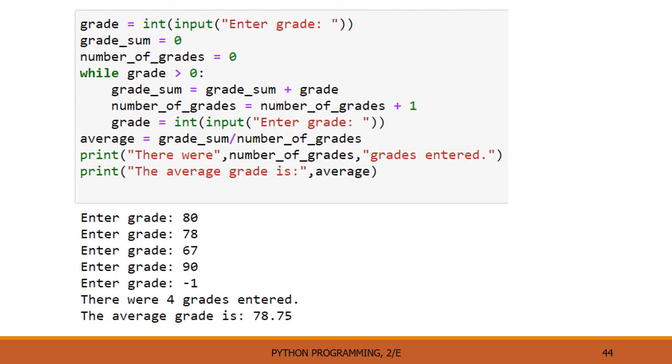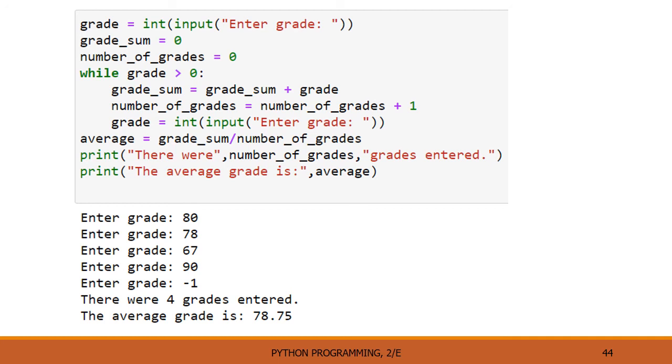Here's an example of what the Python solution might look like for that calculate average problem using a sentinel. First we ask the user to enter a grade. Then we initialize grade sum to 0 and we initialize number of grades to 0. While grade is greater than 0 is true, add the grade to grade sum, increment number of grades, and ask the user to enter another grade. Convert it to an integer and assign it to the grade variable. Go back up and check the condition again: while this grade is greater than 0.